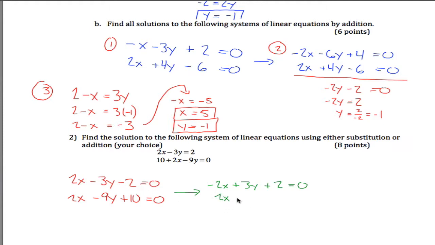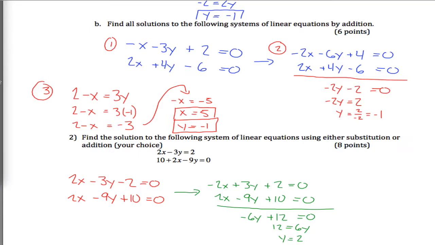In this bottom equation, we get 2x minus 9y plus 10 equals 0. Can then add these up. These cancel out. Negative 9y plus 3y is negative 6y. 10 plus 2 is 12. So we get negative 6y plus 12 equals 0. So you could add 6y over there and get 12 is equal to 6y. So y is equal to 2 if you divide both sides by 6.